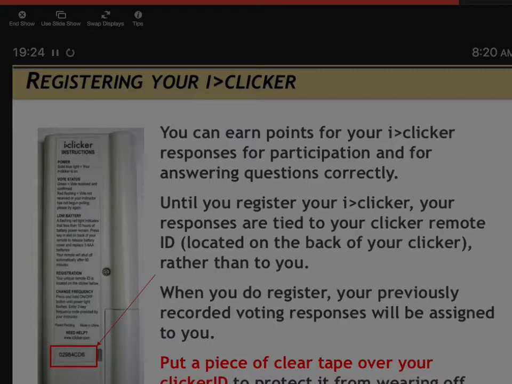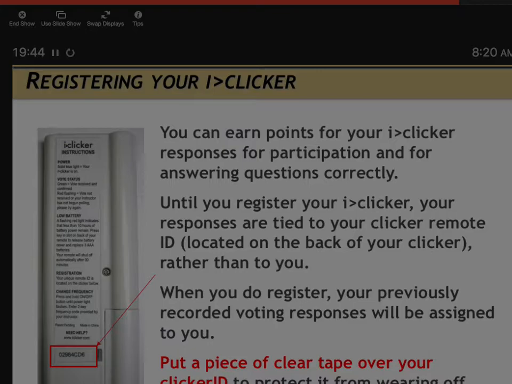When you go to register it, I'll show you the registration side in a second, but there's a number on the back of your clicker which you can type in inside of Canvas. Actually, Canvas sends you to a website where you type in the number. This number is really important, so if you just bought your clicker and you're going to use it for the next couple of years, my recommendation is to put a piece of tape over it, because once that number gets erased, it's really hard to find out.